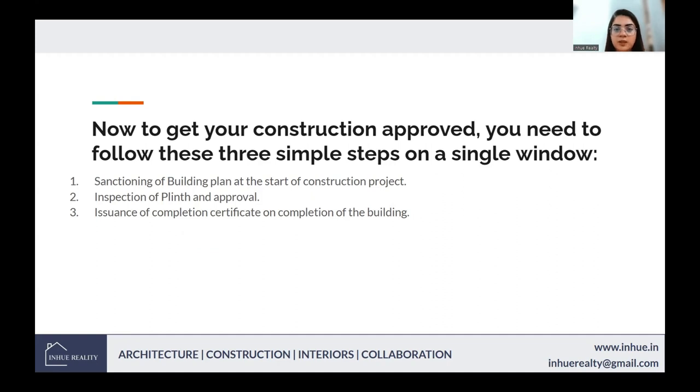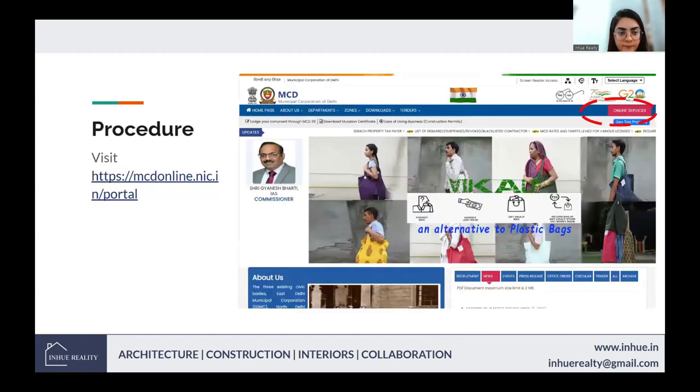And all this has to be done in a single window. First, you have to go for the sanctioning of building plan and the start of the construction project. Then inspection of plinth and its approval. Then issuance and completion of certificate on the completion of construction of your building.